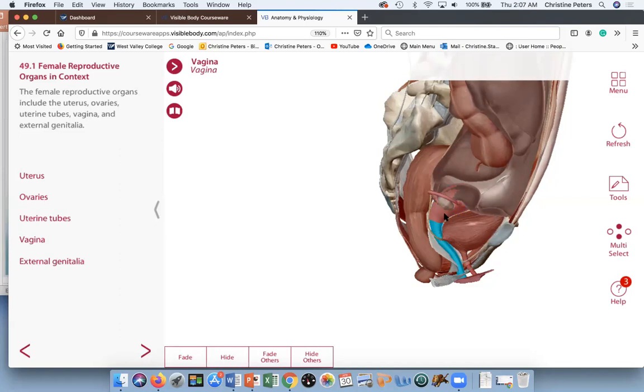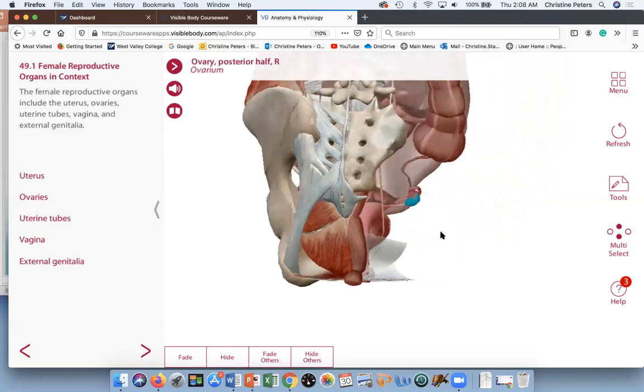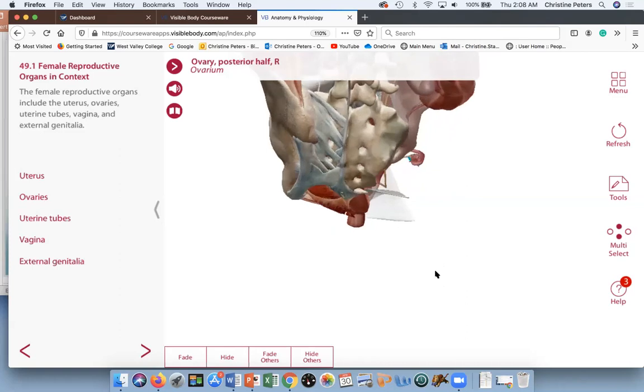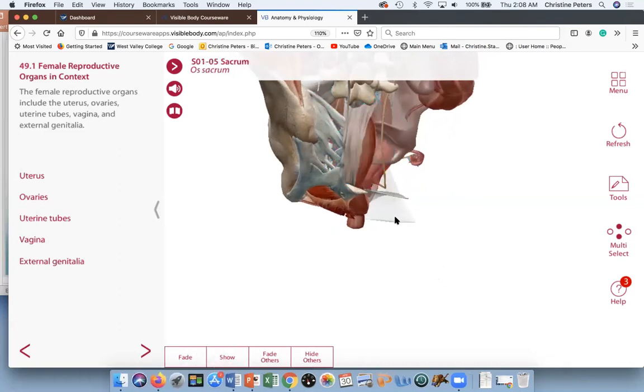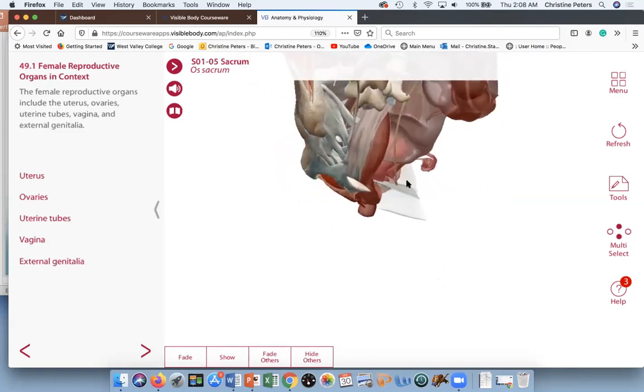I can see, I'll rotate over this way. So here's the uterus again. I have my fallopian tube coming off and then looping around. So it's actually a little bit more anterior to the ovary. So there's my fallopian tube, and then I have my ovary sitting right there. Okay, so I can kind of see that view. If I remove the sacrum here and hide it, I can get a little bit better view of where my fallopian tube is coming out relative to my ovary.